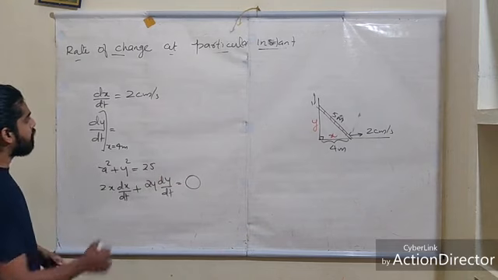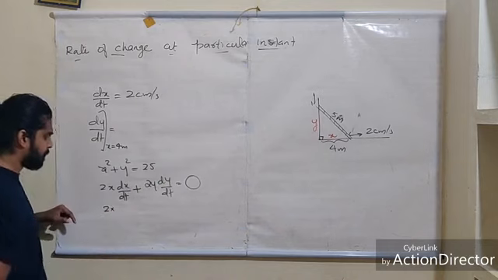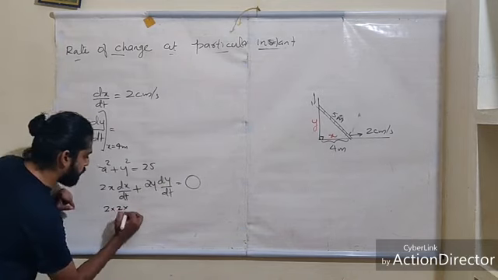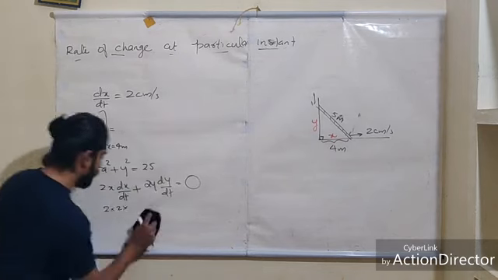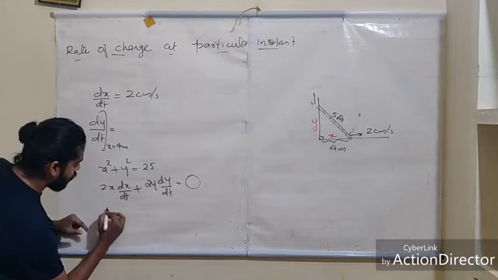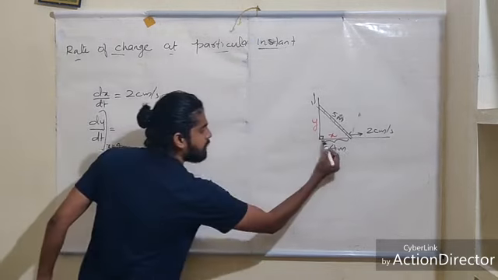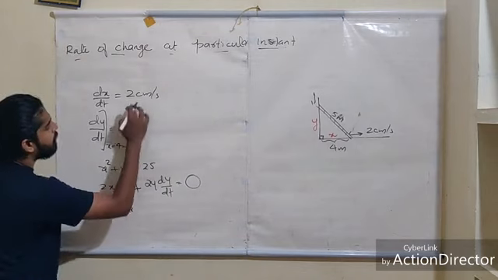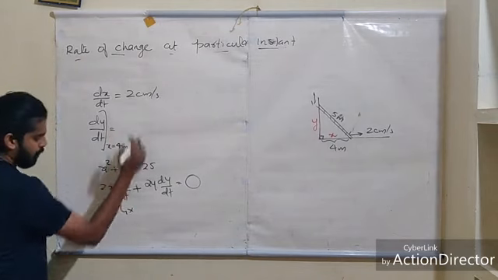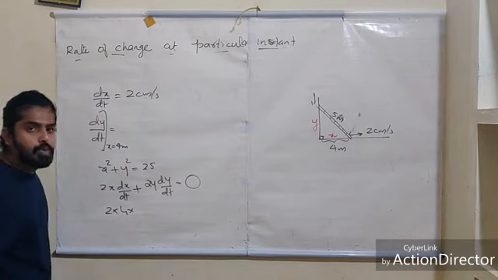So let's substitute all the values. dx by dt is equal to 2 cm per second. At the place of x we can substitute 4, at the instant when the distance is 4. So 2 into 4 into dx by dt, which is again 2. The 4 is in meter, so we have to convert this to centimeters.